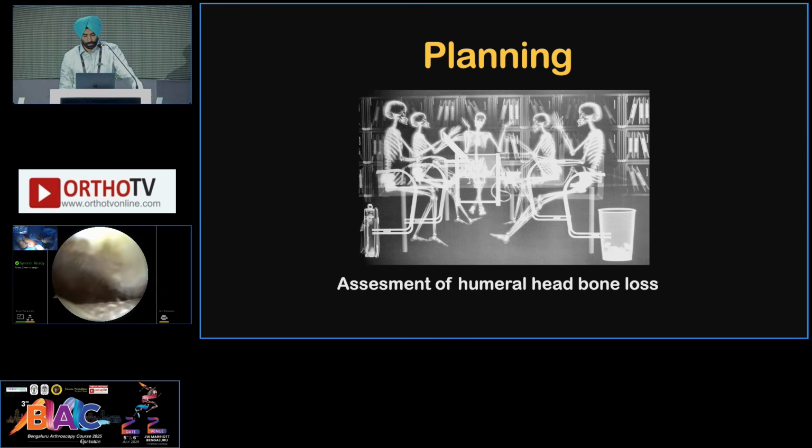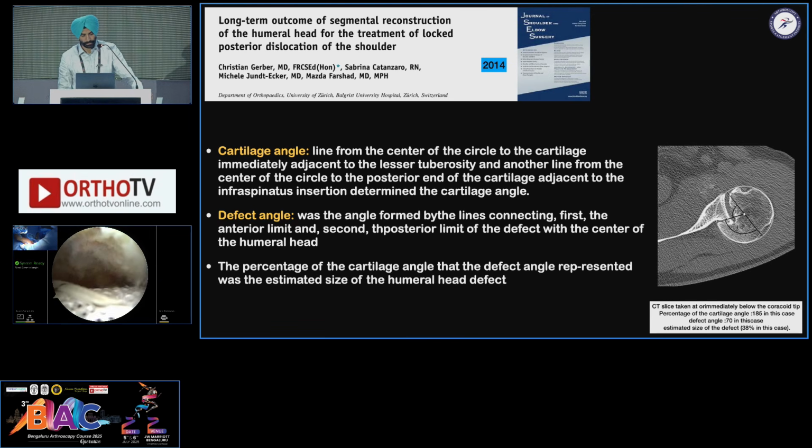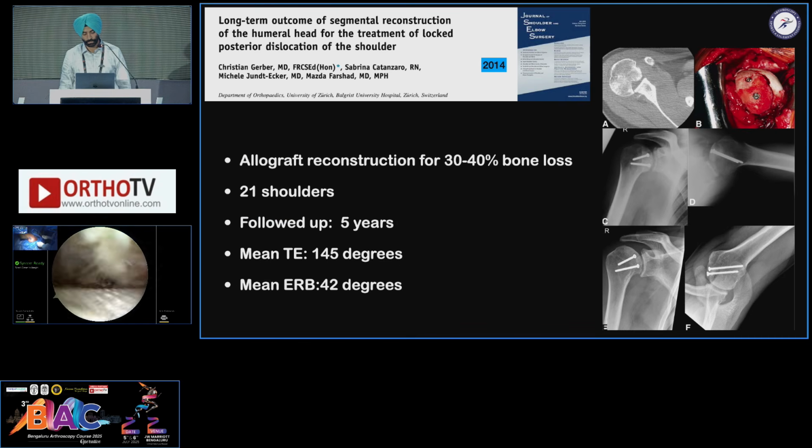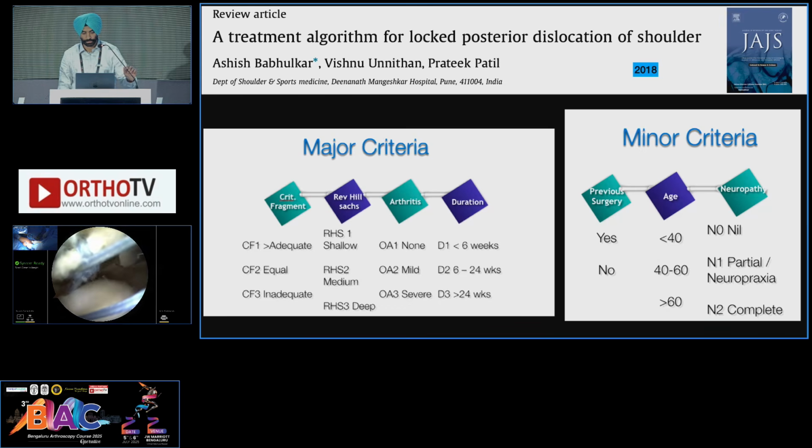The planning is very important. There are various studies on it and various things which have been described, cartilage angle and a defect angle, which was described by the Gerber group. And they calculated the amount of bone loss, in which they looked into 21 shoulders. In any bone loss which was around 30 to 40%, they have done an allograft reconstruction, and they followed up these patients for 5 years with a mean total elevation of 145 degrees and external rotation by the side to 42 degrees. And these were considered as satisfactory results in such kinds of delayed presentations.